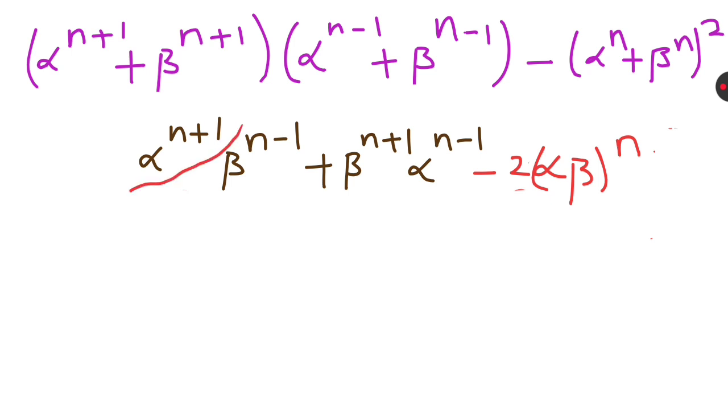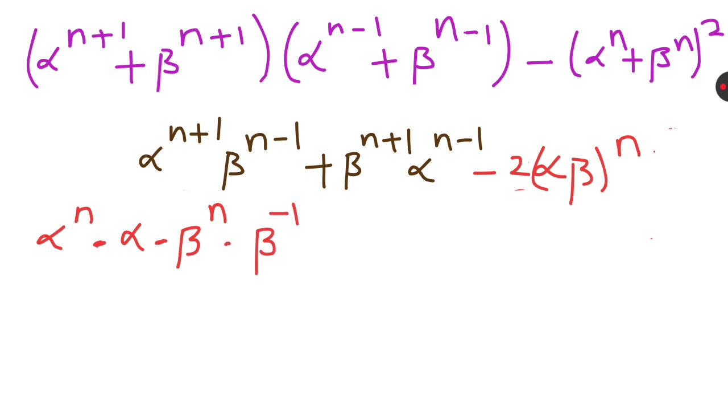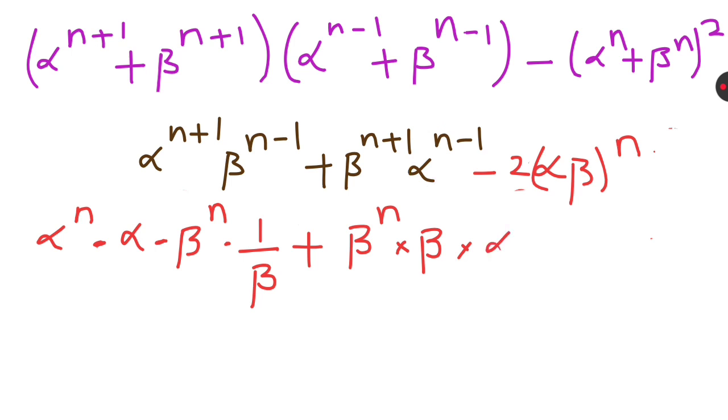And this alpha^(n+1), we can write as alpha^n times alpha. Same like that, beta^(n-1), we can write as beta^n times beta^(-1). Beta^(-1) we can write as 1 over beta, isn't it? Plus, now here also we can split each and every term. Beta^(n+1), we can write as beta^n times beta. Then times, here alpha^(n-1), we can write as alpha^n times alpha^(-1). This alpha^(-1), we can write as 1 over alpha, minus 2 times (alpha beta)^n.